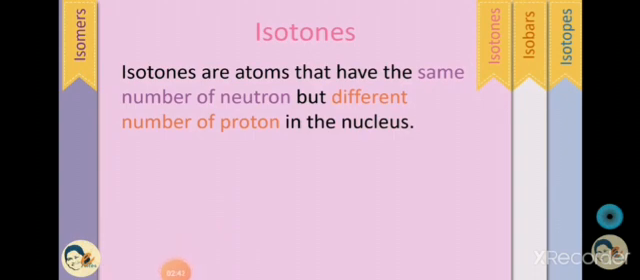Now we are going to see about isotones. What are isotones? Isotones are atoms that have the same number of neutrons but a different number of protons in the nucleus. Can you remember the first one? Isotopes have the same atomic number, isobars have the same mass number, but isotones have the same number of neutrons.